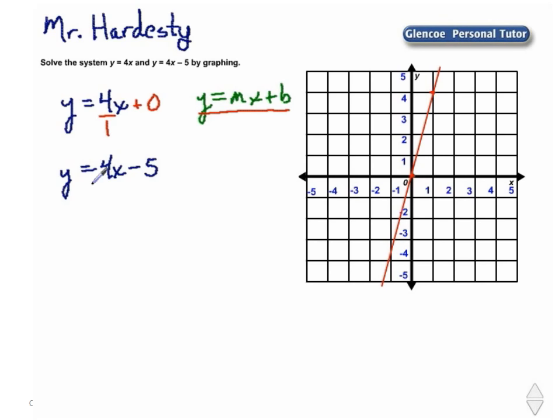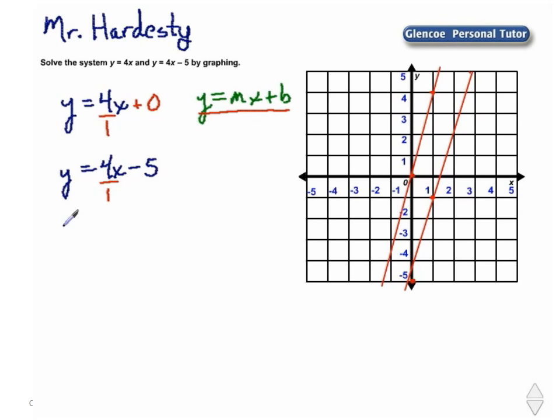Our next line is y equals 4x minus 5. Negative 5 is our y-intercept. We'll plot that on the y-axis. The ordered pair is 0, negative 5. The slope, just like our first line, is 4, or 4 over 1, and we'll count up 4 and to the right 1. So the point 1, negative 1 is another ordered pair. And now we'll graph this line by intersecting those 2 points.